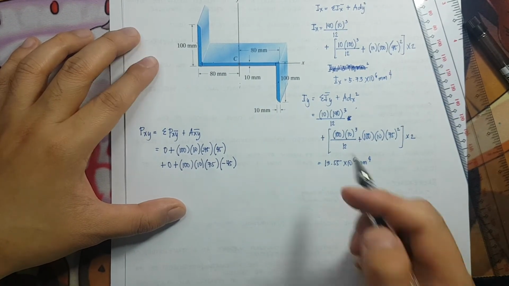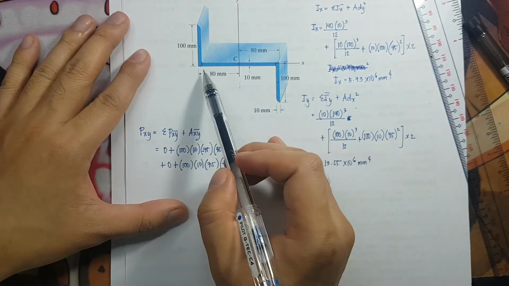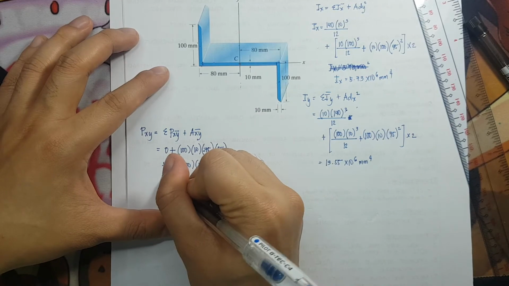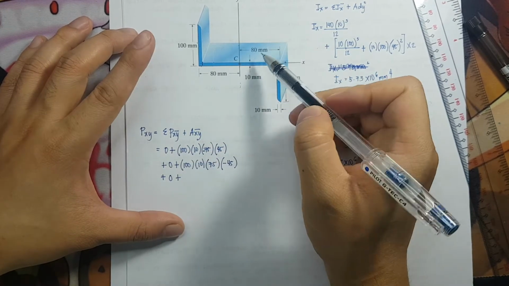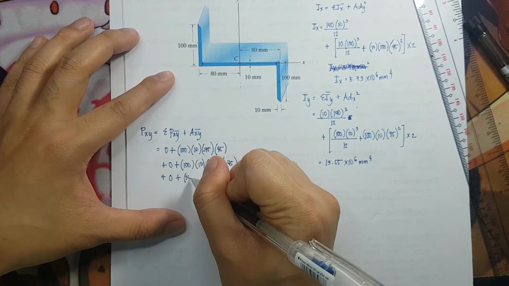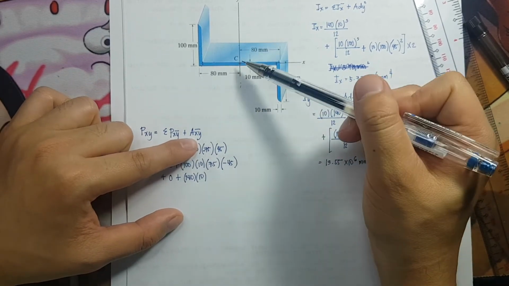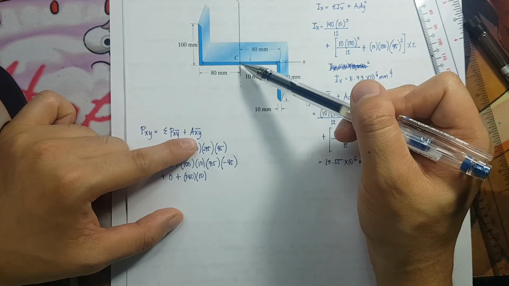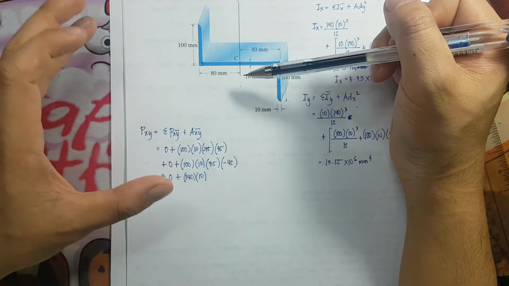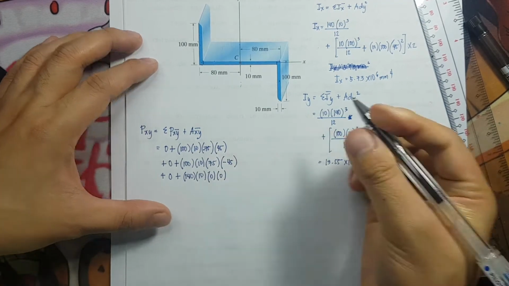Okay, next would be this middle part here. So for the middle part, it is again a rectangle. There is symmetry with respect to x and the y axis. Pxy is 0. Now for the area, it is 140 times 10. But take note that the x-axis is coinciding with the centroidal x-axis. Likewise, with the y-axis is coinciding with the centroidal y-axis. Therefore, x-bar is 0, y-bar is also 0.